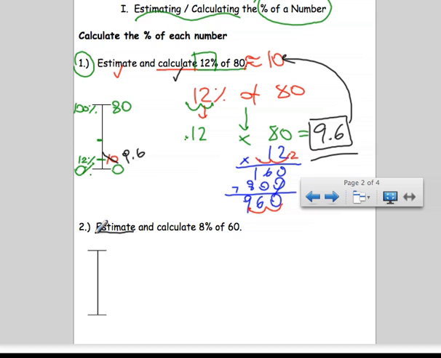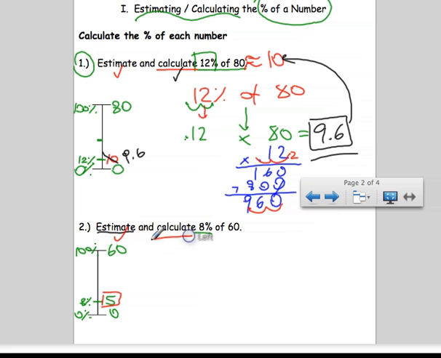Okay, you've estimated 8% of 60. You should have had 100% here, 0% there. You're finding a percent of 60. And you try to figure out where 8% is. So 8%, let's see, it's probably a little less than last time, so it's pretty low, maybe about there. 8% of 60, your estimate should have been close to, let's say 5. So that's the estimate part.